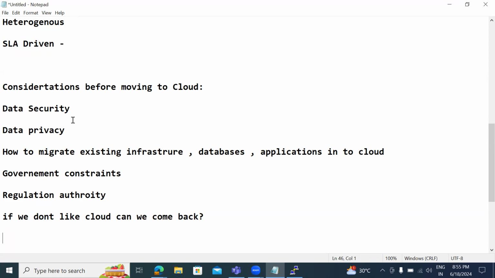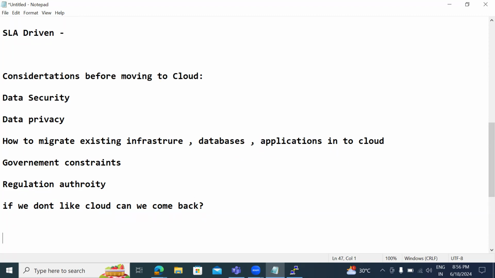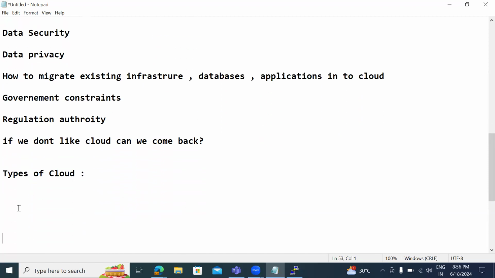Any doubts in this? These considerations we have are mostly with the public cloud, not mostly with the private cloud. Okay, so again we'll discuss what are the types of clouds we have. What are the types of clouds? Public cloud, private cloud, community cloud, hybrid cloud.